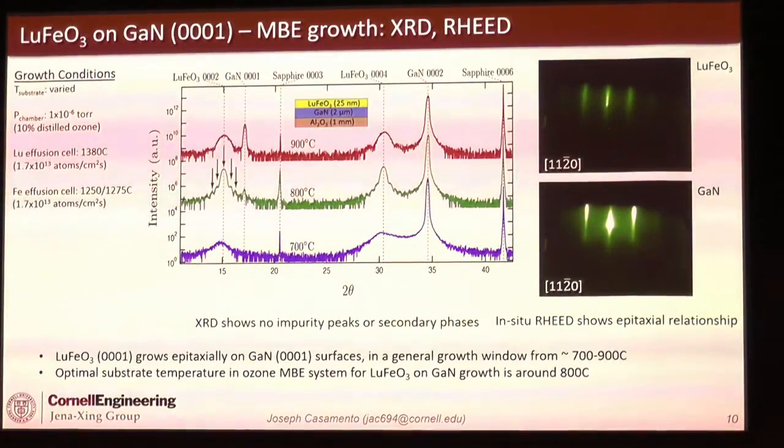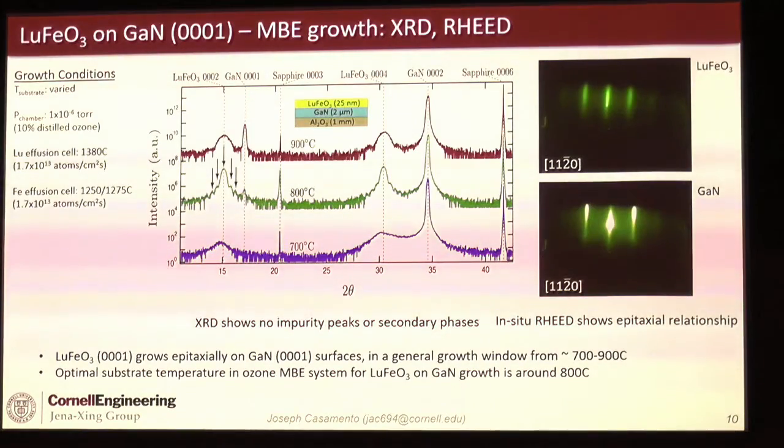So one of the first things we tried was to grow lutetium ferrite on GaN. What happens? Is there a general growth window that you can use? The great news is that it grows very well on GaN. It has a general growth window, and on our system the optimal condition is about 800 Celsius measured by a thermocouple. You see nice Pendellösung fringes. And then you look along the 110 azimuth in the in situ RHEED, the reflection high energy electron diffraction pattern. You can see that it is epitaxial with the underlying GaN and that it is single crystal. So this was the first report of essentially single crystal epitaxial lutetium ferrite on GaN.